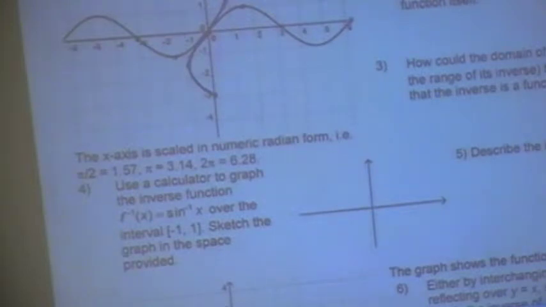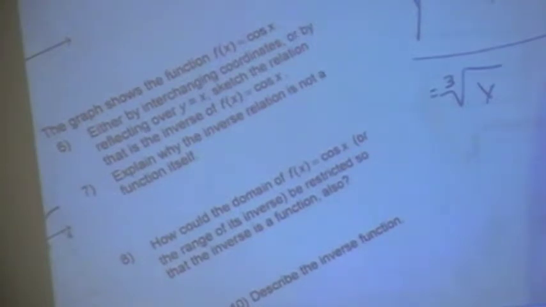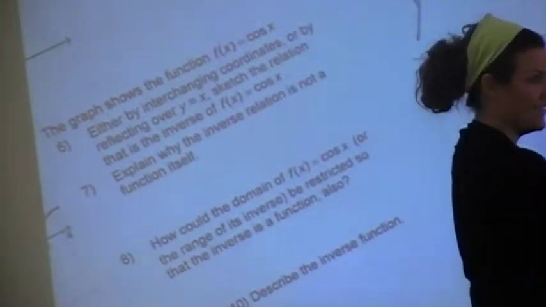It fails the vertical line test, so it's not a function. So what can that tell you before you ever touch any buttons on your calculator? It's not going to look like that. But very much like this. You know what a quadratic looks like, yes? It's like this. If you inversed a quadratic, it would look like this.